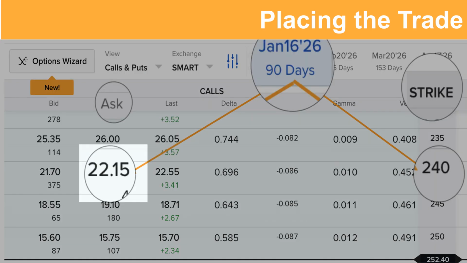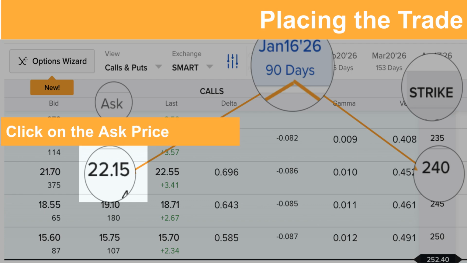Again, every broker will have a slightly different setup, but generally what you do is click on the ask price in order to start the order. So we're going to click on the ask price for the January 16, $240 call, and we're going to be brought to the order window.